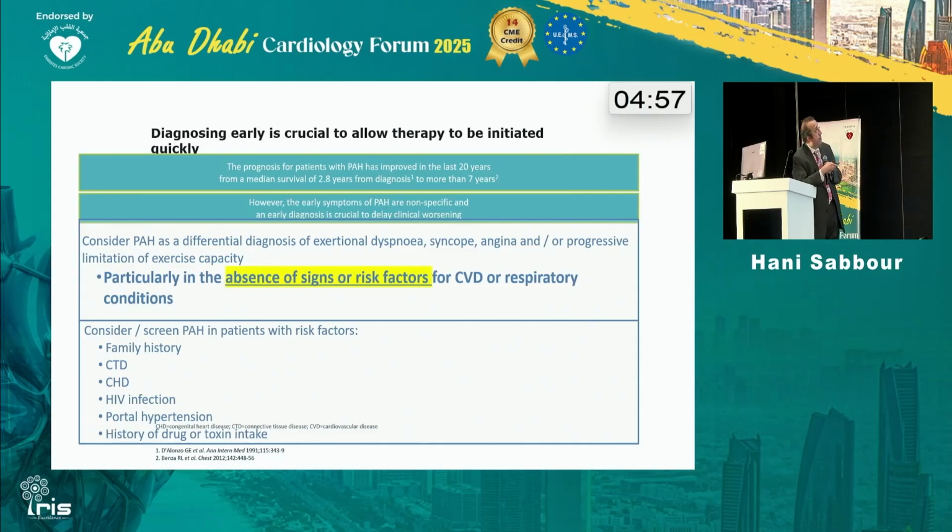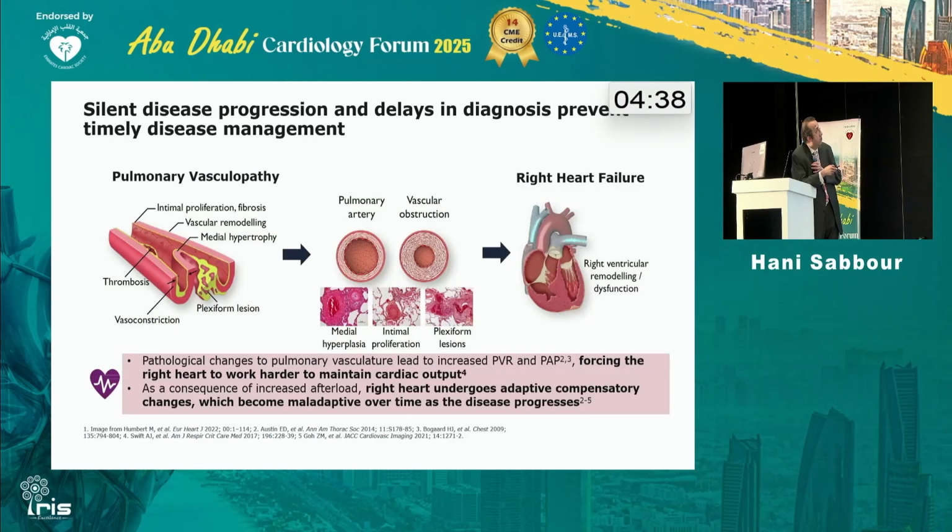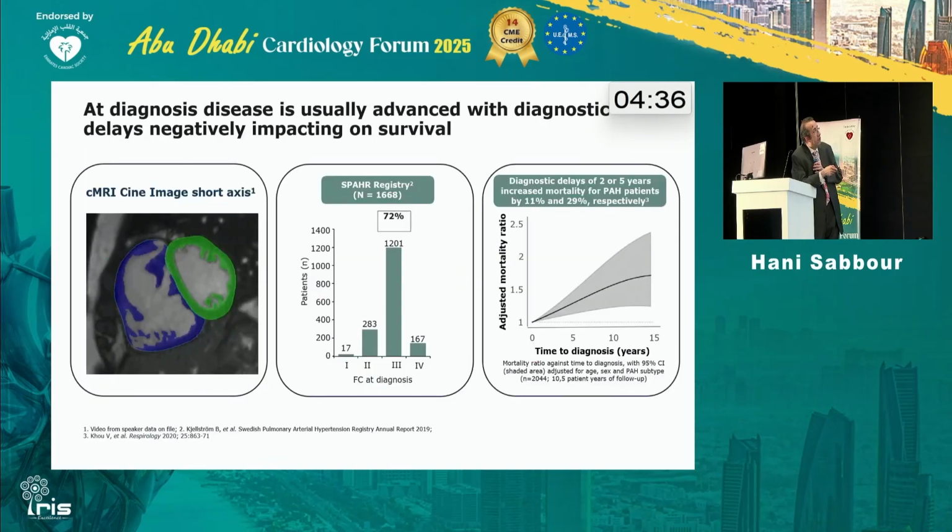So consider pulmonary hypertension in exertional dyspnea, any patient with syncope and angina and dyspnea in the absence of signs or risk factors for cardiovascular or respiratory disease. If they don't have coronary artery disease and they don't have COPD, why are they having these symptoms? You have to think of cardiopulmonary, which is pulmonary hypertension. So the ventricle remodeling is trying to avoid it. This is one of the problems.